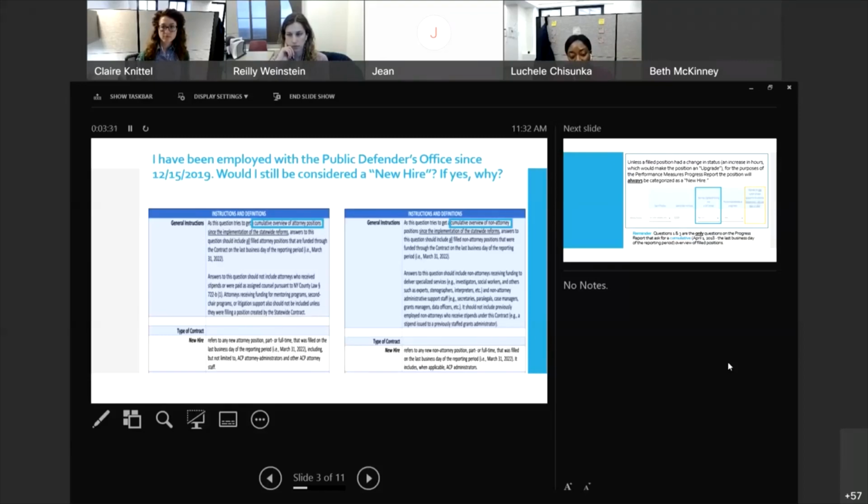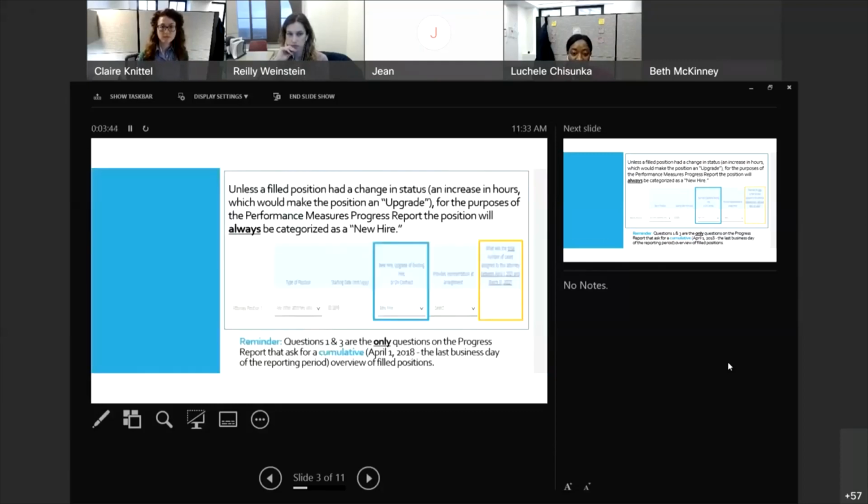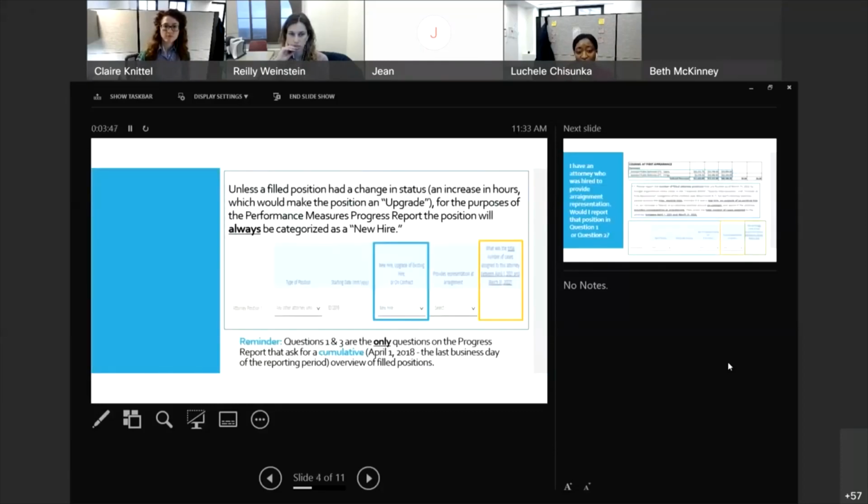So for the purposes of this current April 22 report, for question number 1 and question number 3, you're reporting filled attorney and non-attorney positions from April 1st, 2018 through March 31st, 2022. Now, unless a position has a change in status, so for example, an increase in the number of hours worked and an increase in salary, which would make the position an upgrade, for the purposes of the performance measures progress report, that position will always be reported as a new hire. A new hire is always a new hire.